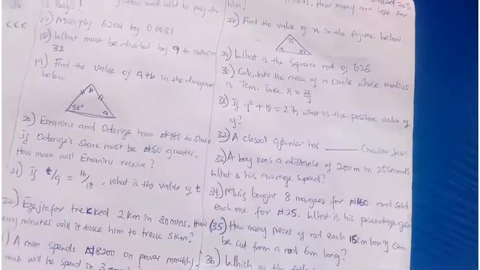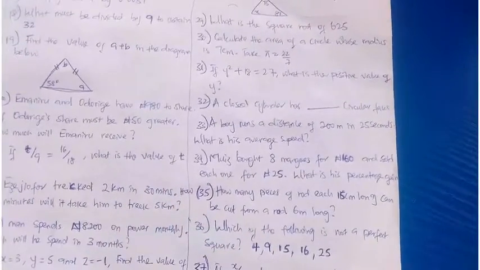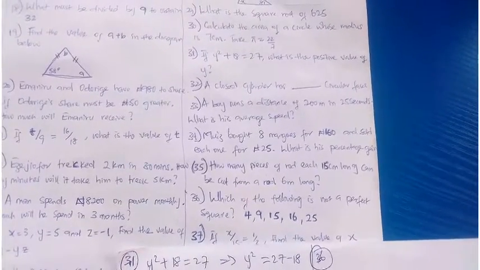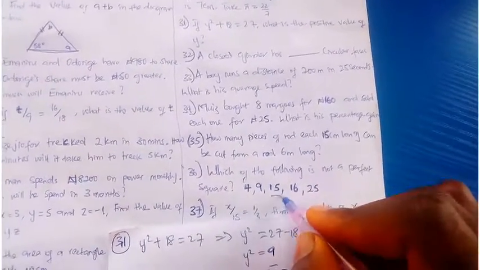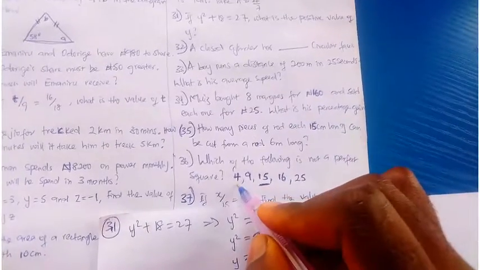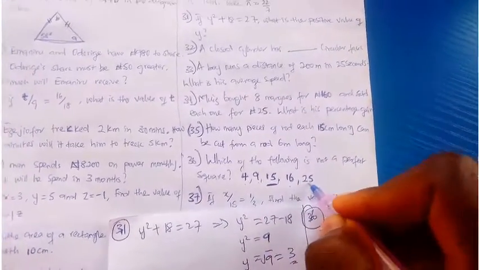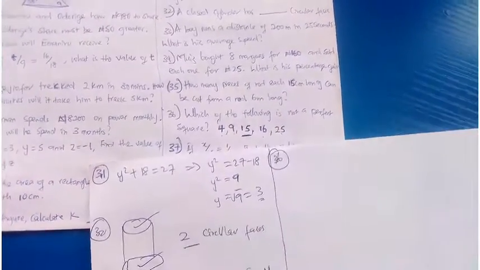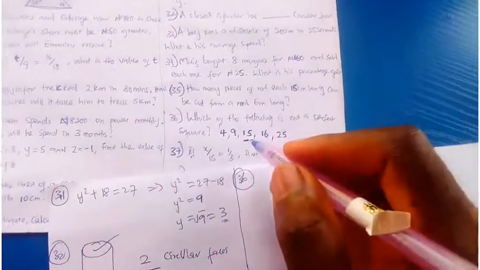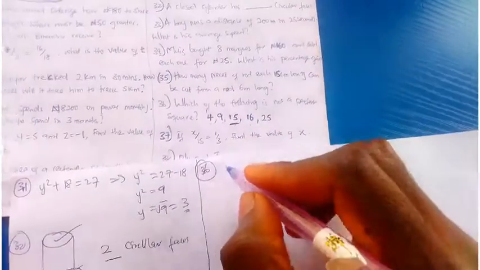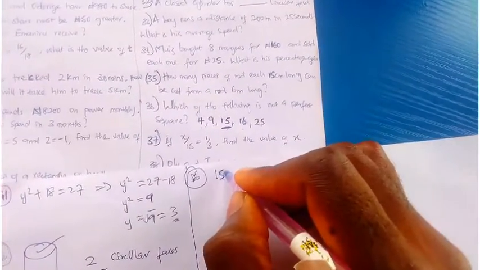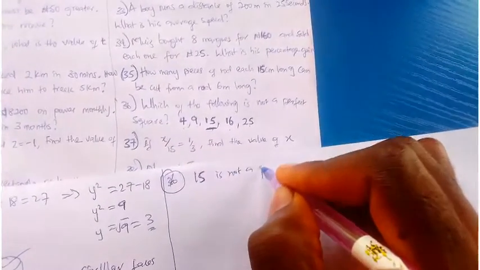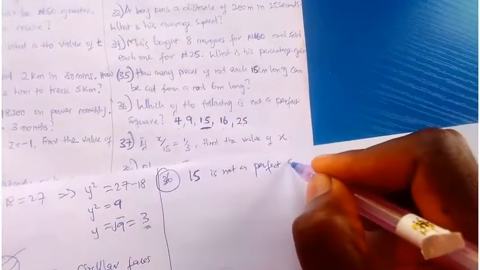Okay, number 36 question says that which of the following is not a perfect square? We have 4, 9, 15, and then 16 and 25. This is automatically the answer, because 2 times 2 is this, 3 times 3 is this, 4 times 4 is this, 5 times 5 is this, 3 times 5 is 15. So no single number can multiply itself 2 times to get 15. Okay, 15 is not a perfect square.